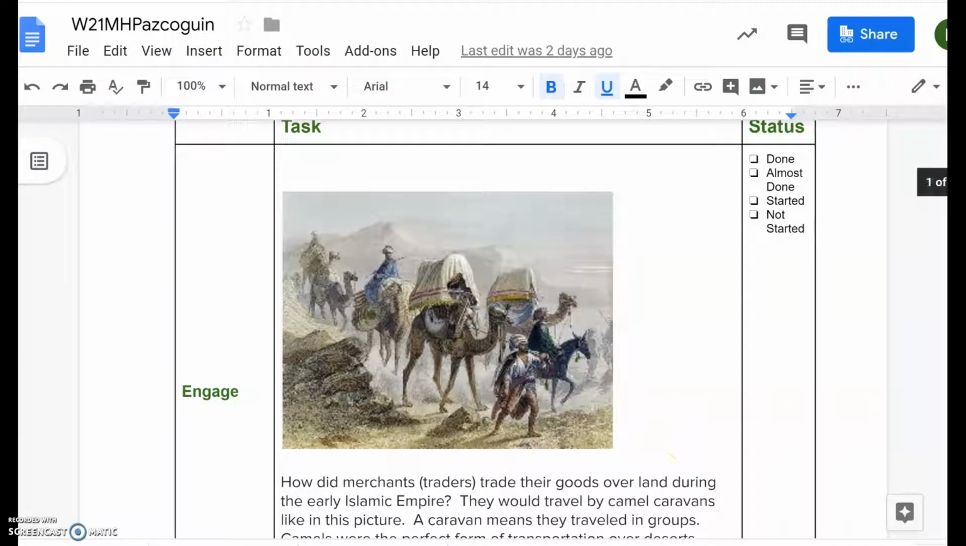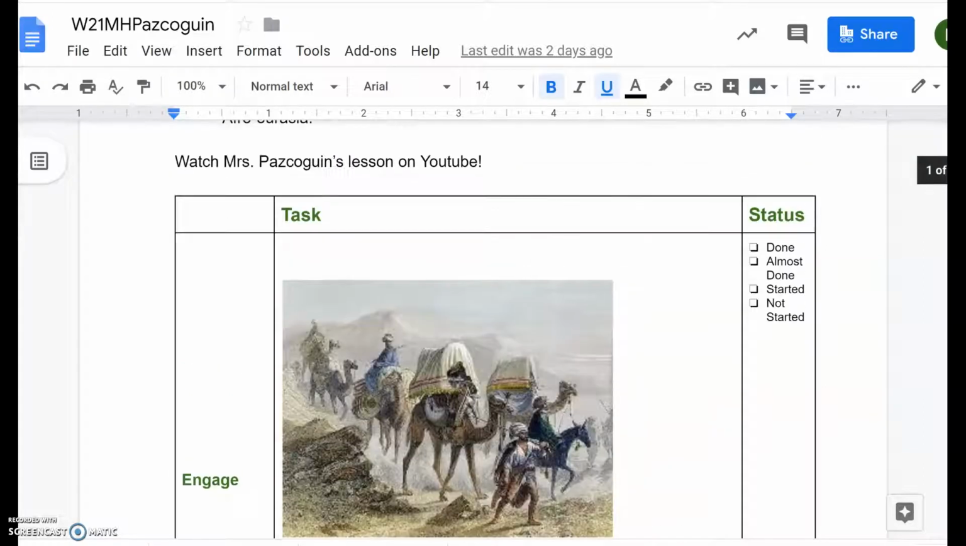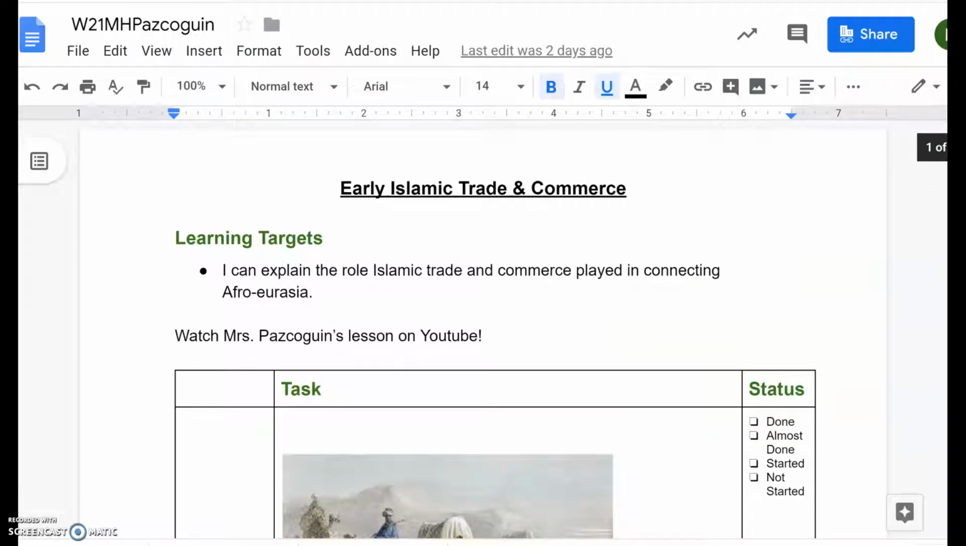Hello, medieval history students. I would like you to take a look at this image here. What you are looking at is the most current mode of transportation at the time. You are looking at the camel caravan. Yes, today we are talking about early Islamic trade and commerce.